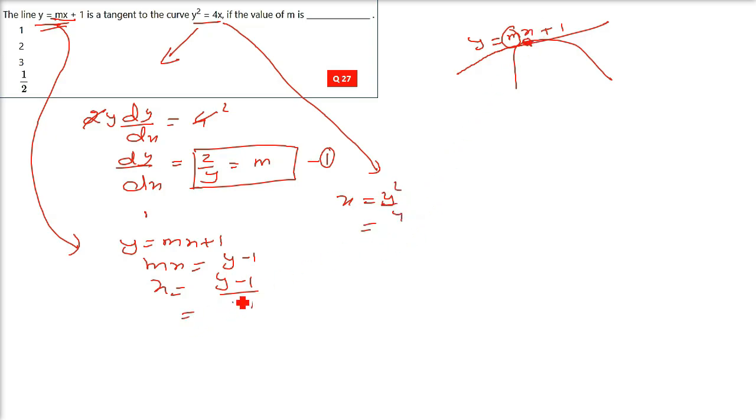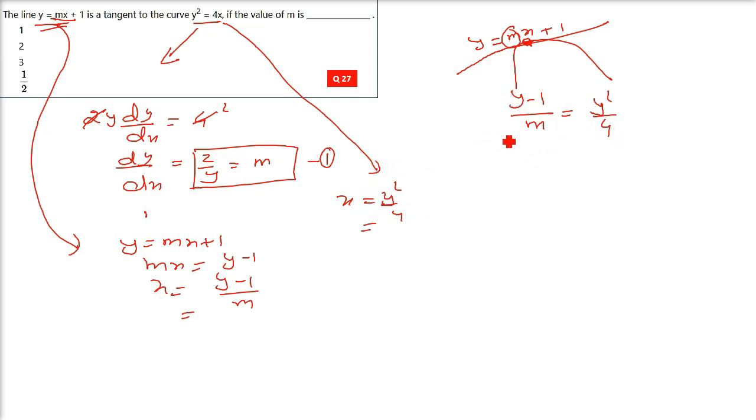When you equate these two, because they are intersecting, this line and this curve have a common point. So I'm equating these two: (y minus 1) by m is equal to y square by 4. Now just cross multiply this.